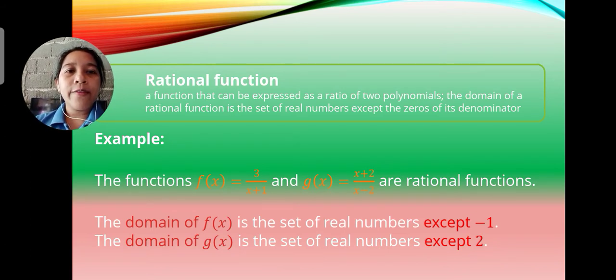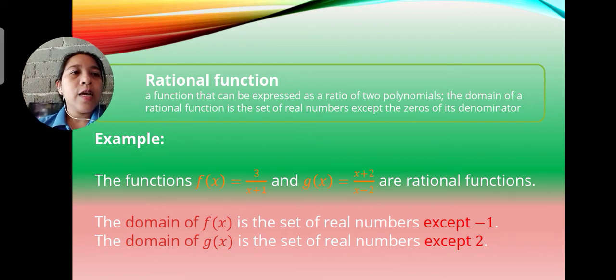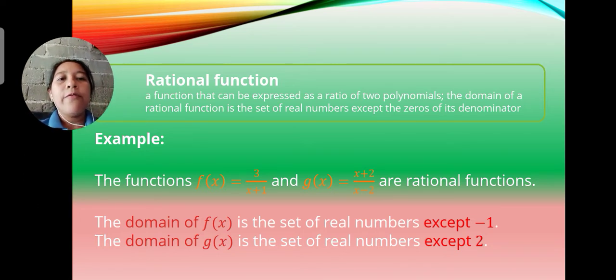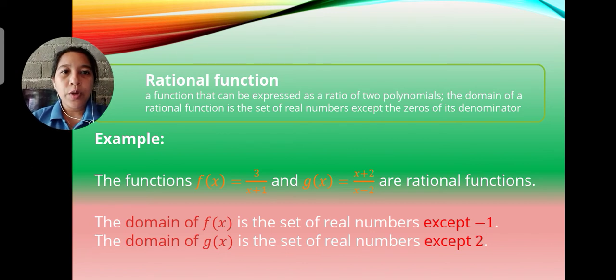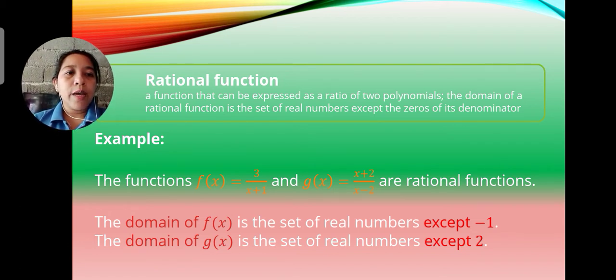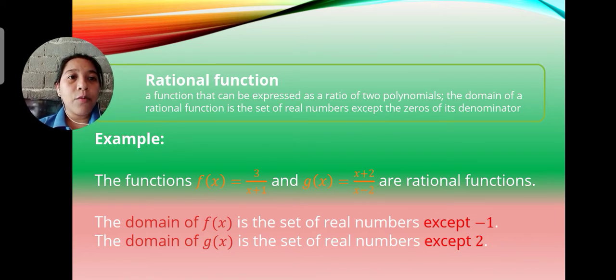A rational function is a function that can be expressed as a ratio of two polynomials. The domain of the rational function is the set of real numbers except the zeros of its denominator. Let's say, for example, the function f of x is equal to 3 divided by x plus 1 and g of x is equal to x plus 2 divided by x minus 2 are both rational functions. The domain of f of x is the set of all real numbers except -1.